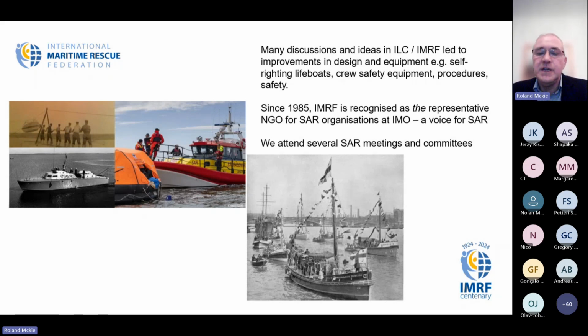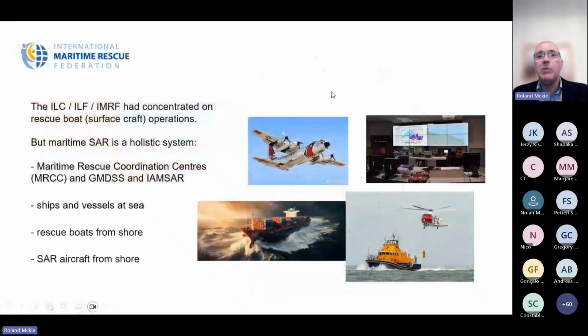And since 1985, the IMRF is recognised as the representative NGO for search and rescue organisations at the IMO. So we are a voice for search and rescue. And we attend several SAR meetings and committees, and we are at IMO and also involved a little bit in ICAO with our engagement with the ICAO IMO SAR Joint Working Group. So the IMRF has thought about aviation.